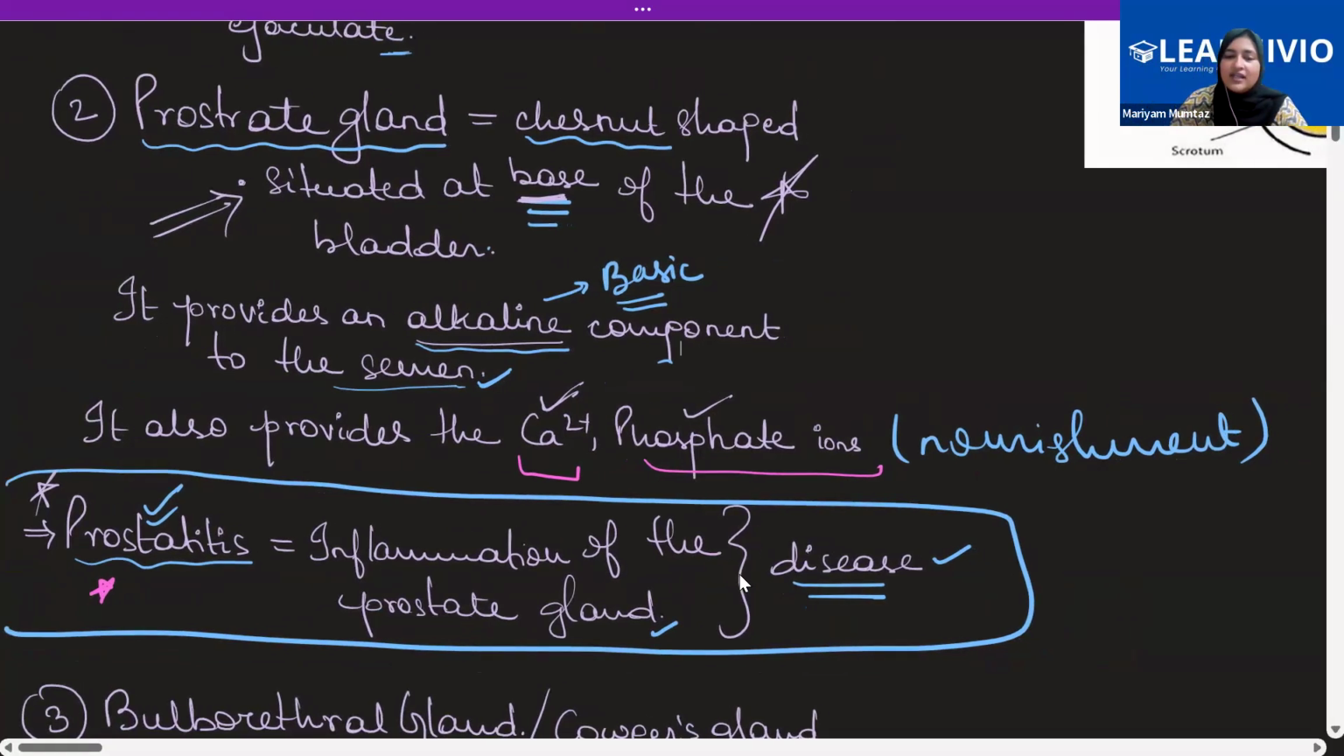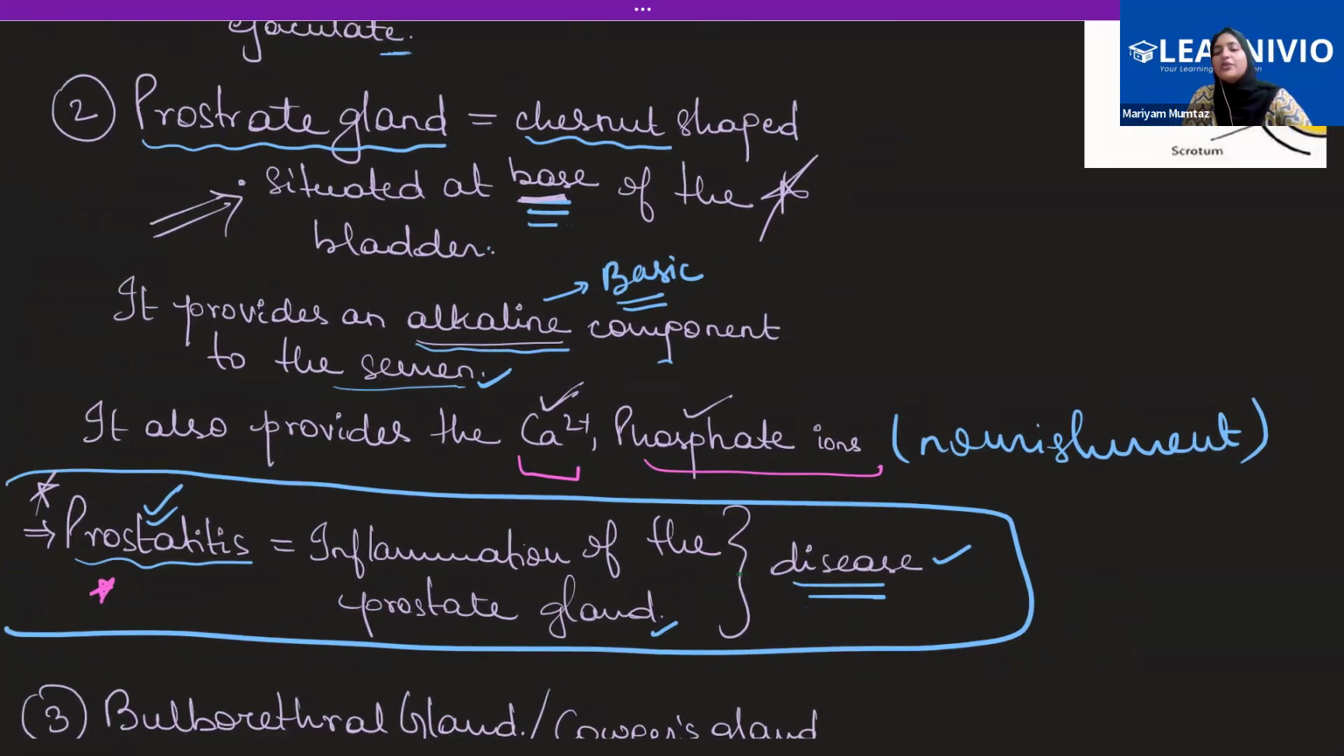This is something extra that I've added. It is not in NCERT, but you should know that any word that ends with the suffix itis, like bronchitis, prostatitis, okay, then you have rhinitis, any word that ends with this suffix itis refers to inflammation. Inflammation means swelling, redness, and all that.